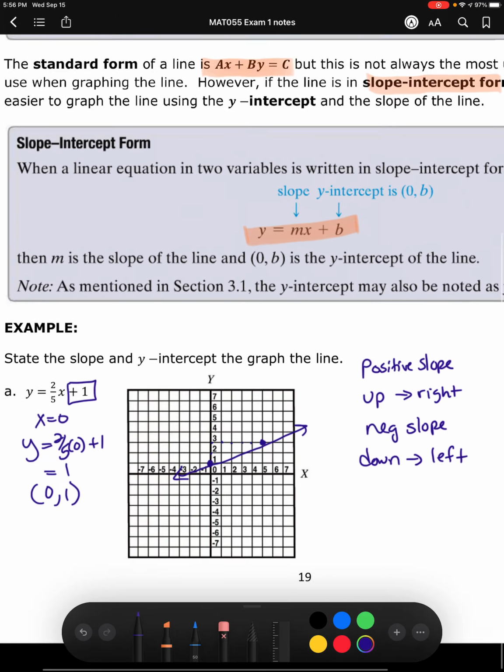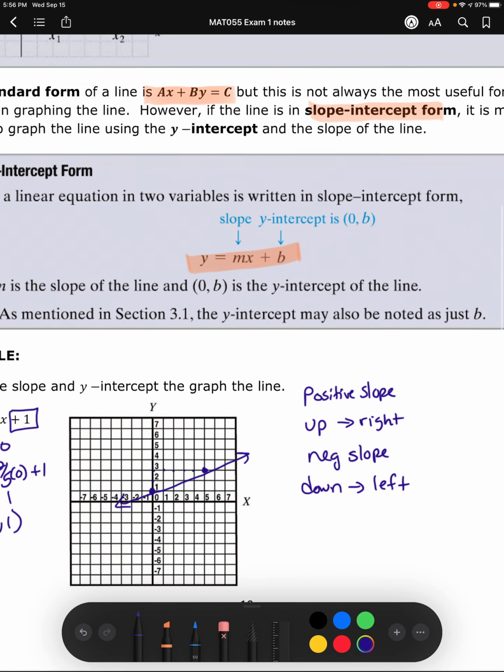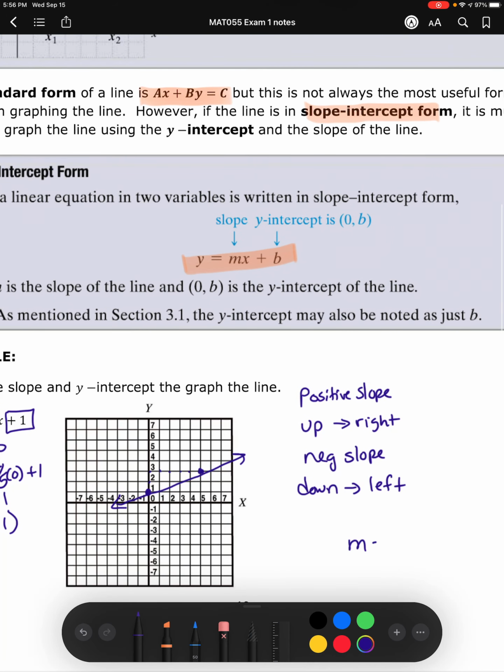Oh, okay, so if you get a slope, if m is just equal to 2, then you can write that as 2 over 1. So you're going up 2 and over 1.